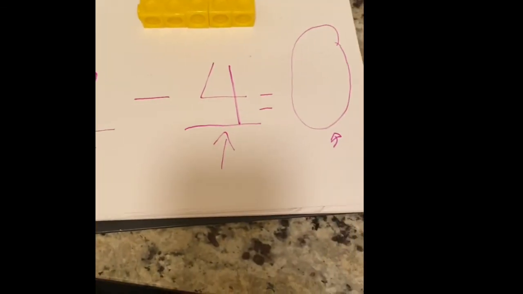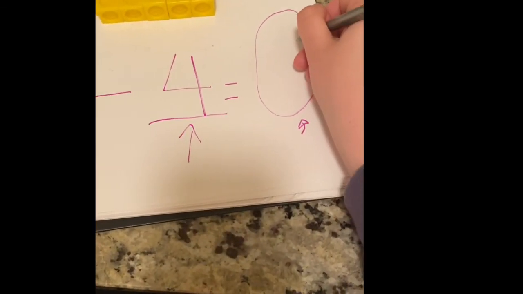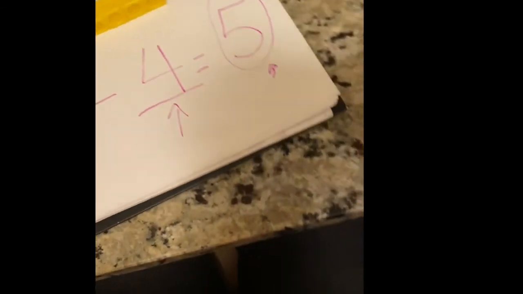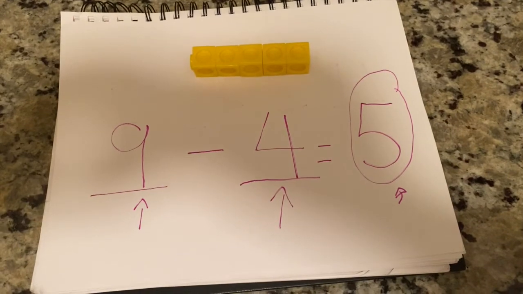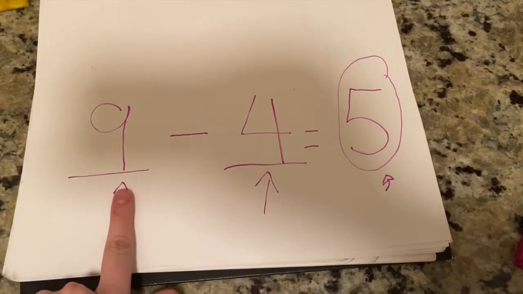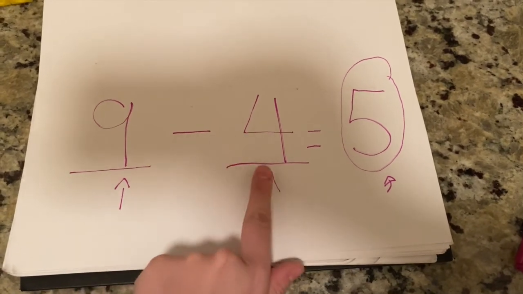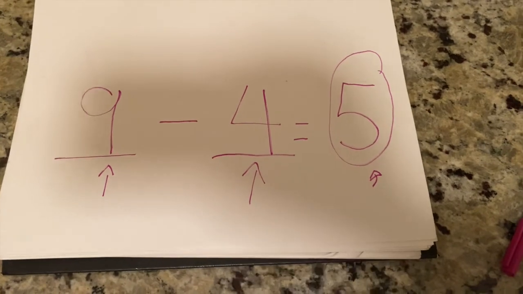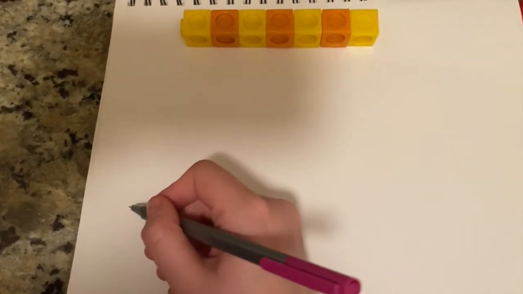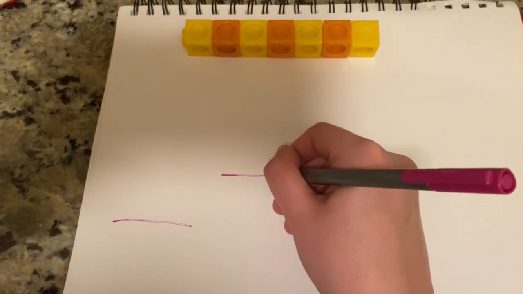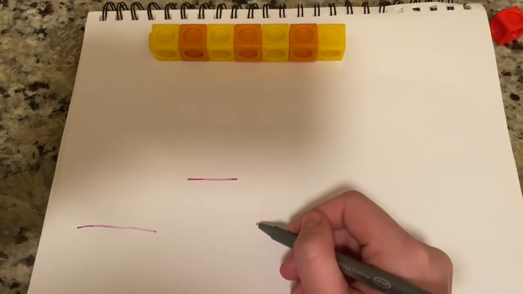5. That's right. Good job. So we put 5 right here at the end of the number sentence. Now, Keeple Cubs, we know that 9 minus 4 is equal to 5. Good job, friends.